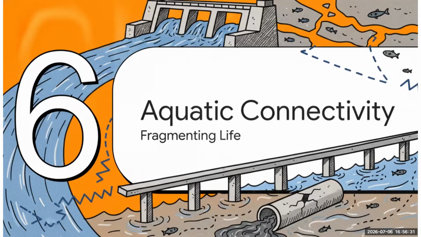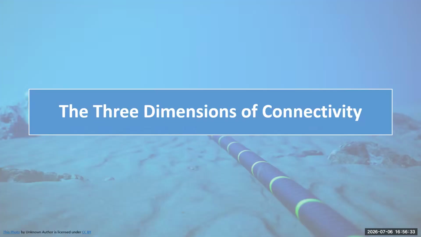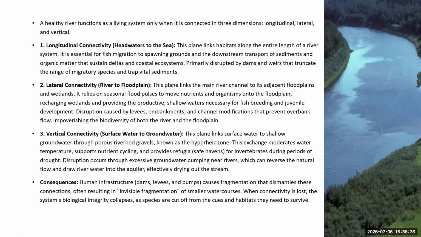Aquatic connectivity, the three dimensions of connectivity. This is something very important now. So, we'll be talking about aquatic connectivity from here. A healthy river is actually much more than just flowing water. It depends on connections in three dimensions: first the longitudinal connectivity, then lateral connectivity, and then the vertical connectivity. What are these? Let's go through one by one.